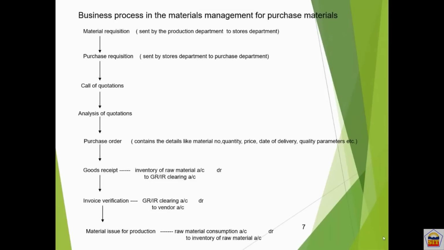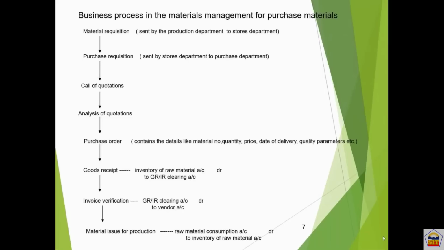First we'll have the material requisition. It is an internal document sent by the production department to the store department or store manager, saying that we need this much quantity of goods. He will check in the store if that quantity is available. Otherwise, the store department will inform the purchase department. The purchase department will call for quotations from different vendors, analyze them, and finally place a purchase order. This purchase order is a legal document.